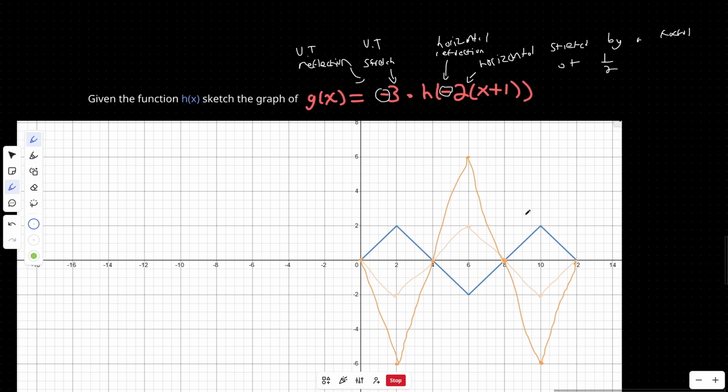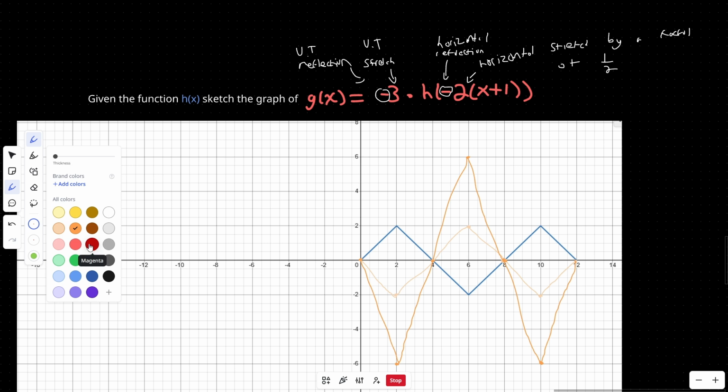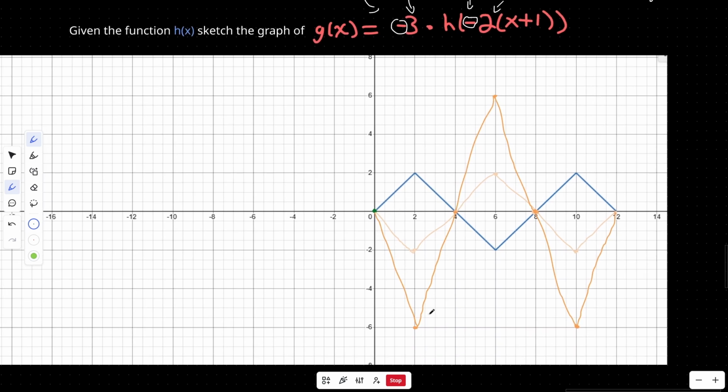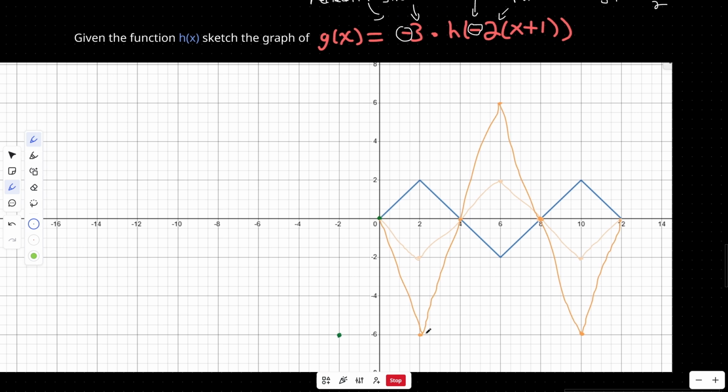So now all we have to do is apply our horizontal stretch and reflection. I'm going to pick a darker color here so you guys can see it better. Actually, let's do green. It looks like we're dealing with the reflection as well, so we're going to reflect across the y-axis. This point can't really be reflected because it's right at the origin, so we'll leave it there. But this point right here, 2, 6, is going to be negative 2, 6 because we're going to reflect all the x values.